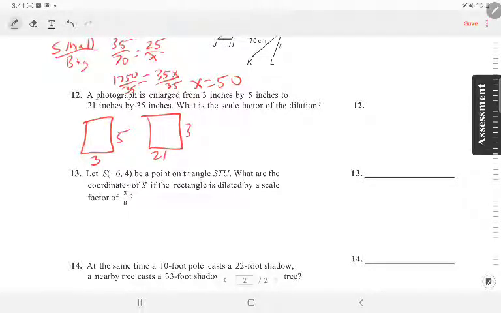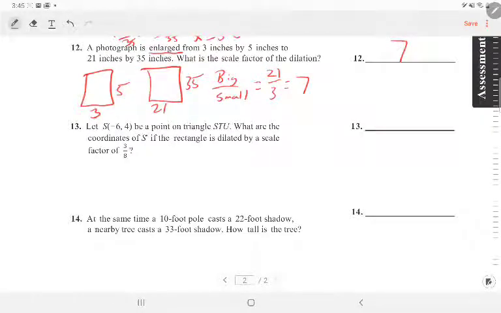Number 12, we have a photograph that is 3 by 5, and we have a photograph that is 21 by 35. We want to know what the scale factor of the dilation is. We are enlarging. Since we're enlarging, we're going to go from big over small, because we know the number is going to be greater than 1. So we could pick either two sides. We could do 35 over 5 or 21 over 3. So we'll go 21 over 3, and that's going to give me 7. So a scale factor of 7. There's 7 times difference between them.